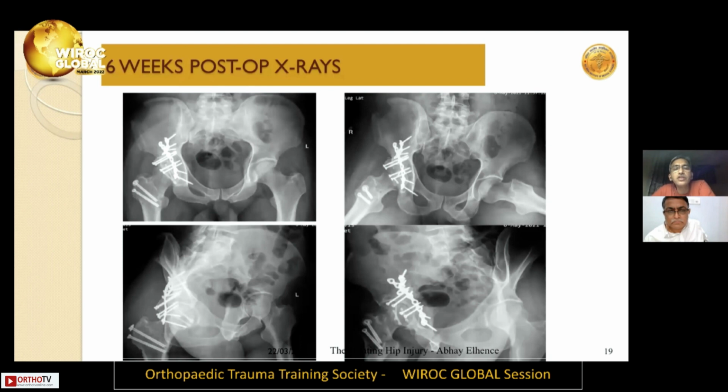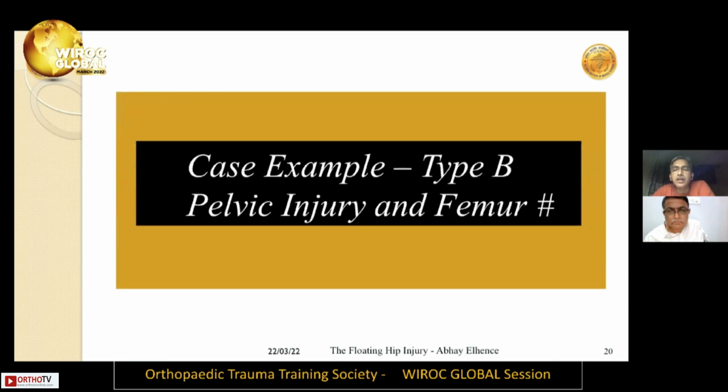So this is the patient 6 weeks post-op and is apparently doing well. Is now probably 13 months post-surgery. Another example is a type B pelvic. It is a type B floating knee, a floating hip, where you have a pelvic injury and a femur fracture.